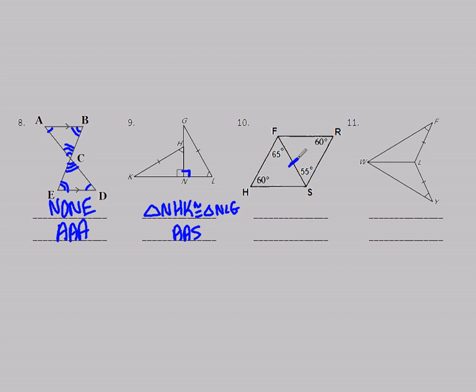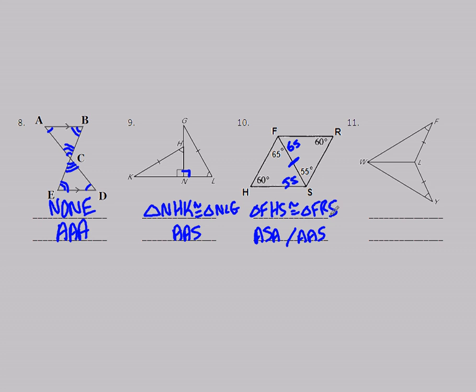Okay, this one here I can go a couple different routes. I have a shared side in the middle, 55 here, but that means that if I use triangle sum, this is 65. Same way down here, I can find this is 55. I can either say angle, side, angle, if I use the 65 and 55, or I could go angle, angle, side a couple of different ways. So you had a couple options on this one. But in the end, you need to say triangle FHS is congruent to triangle FRS.